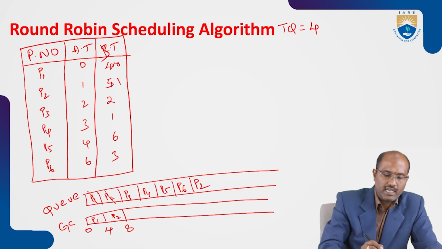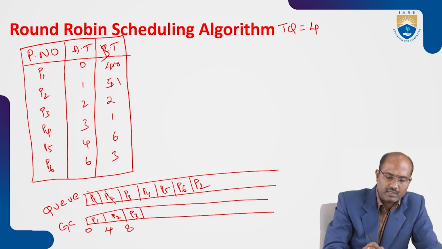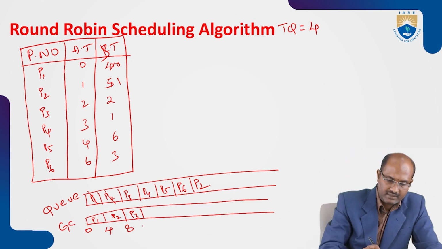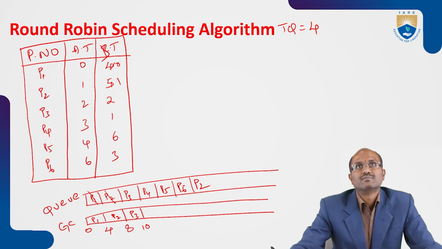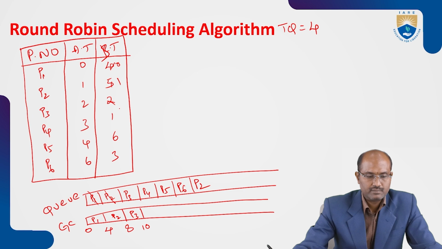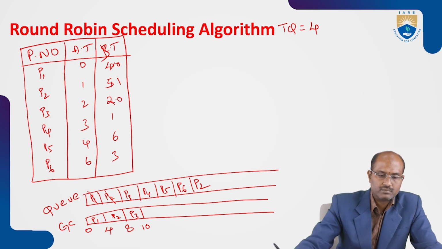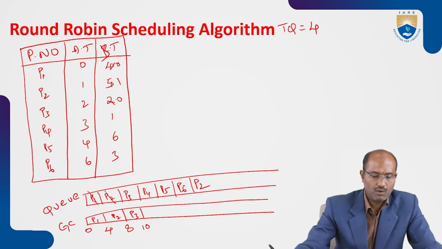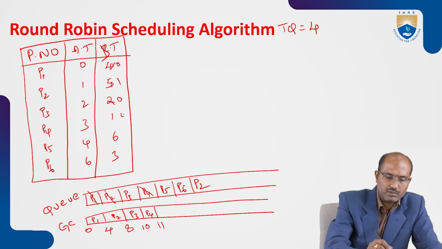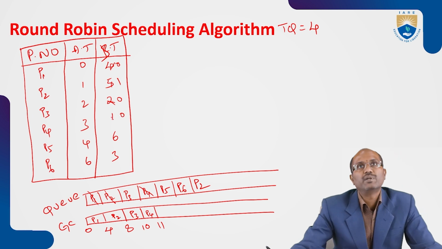Next, process P3 enters the Gantt chart. Its execution time is 2 units of time, that is 10. P3 completed its execution and does not enter the queue again. Now P4 enters the CPU and executes. Its burst time is 1 unit only, that is 11. P4 is also completed.